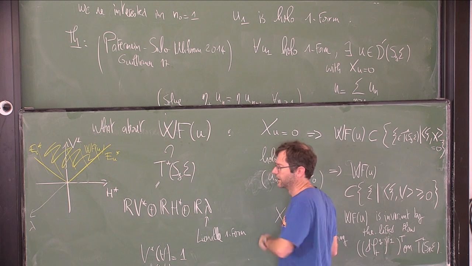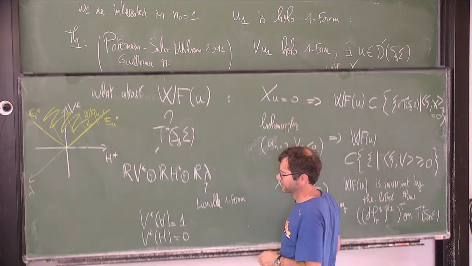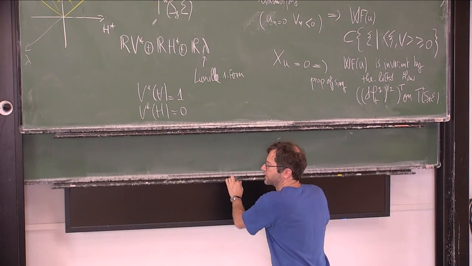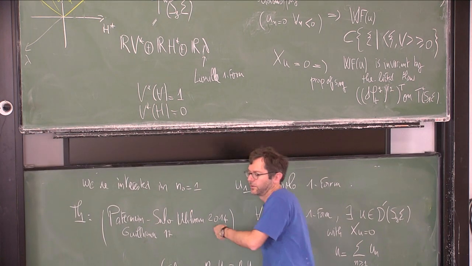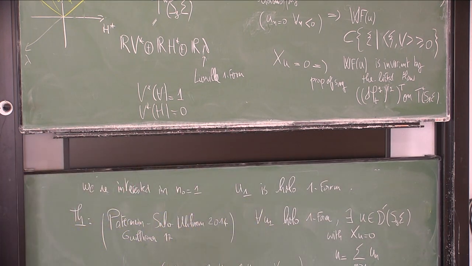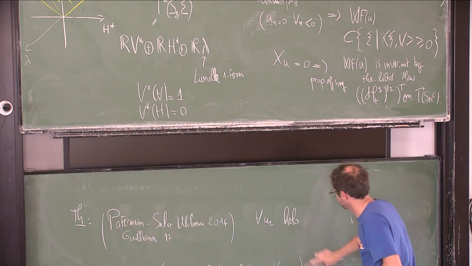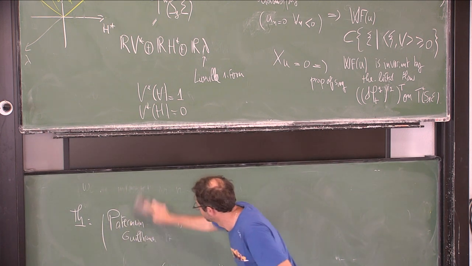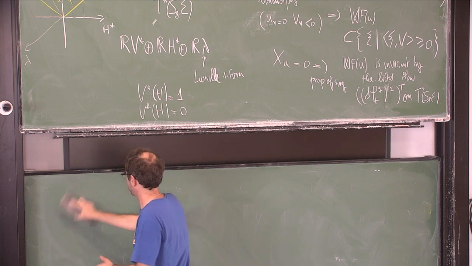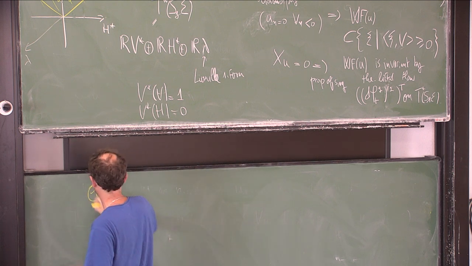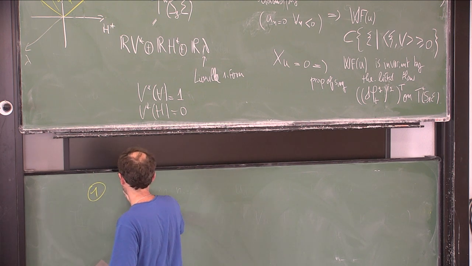Now we have this cone. So we do this for the metric g1. By this existence theorem, we know that there exists a solution. Now we fix a holomorphic one form. So the strategy now is first to fix a holomorphic one form.